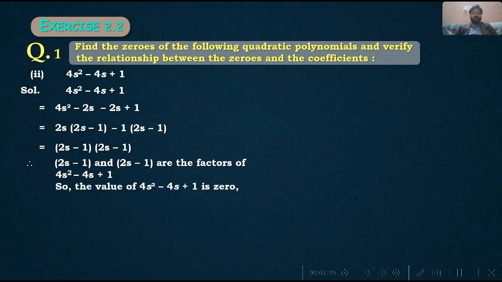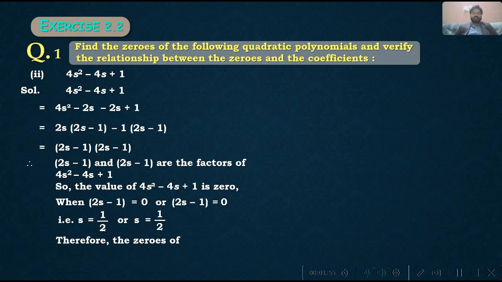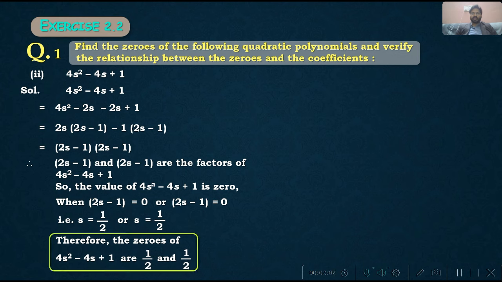So the value of 4s square minus 4s plus 1 is 0 when 2s minus 1 is equal to 0 or 2s minus 1 is equal to 0. So that is s is equal to 1 by 2 or s is equal to 1 by 2. So the zeros of 4s square minus 4s plus 1 are 1 by 2 and 1 by 2.